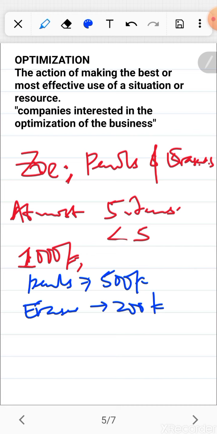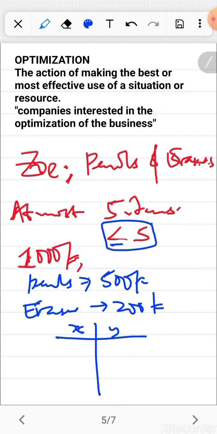What are the possible combinations of pencils and erasers that Zoe can get from this supermarket? So if I call the pencils X and I call the erasers Y, what are the possible combinations that she can get? Well, let's find out. The only conditions are that she has to buy not more than 5 items, and she has to spend not more than 1,000 shillings. Those are the only conditions.